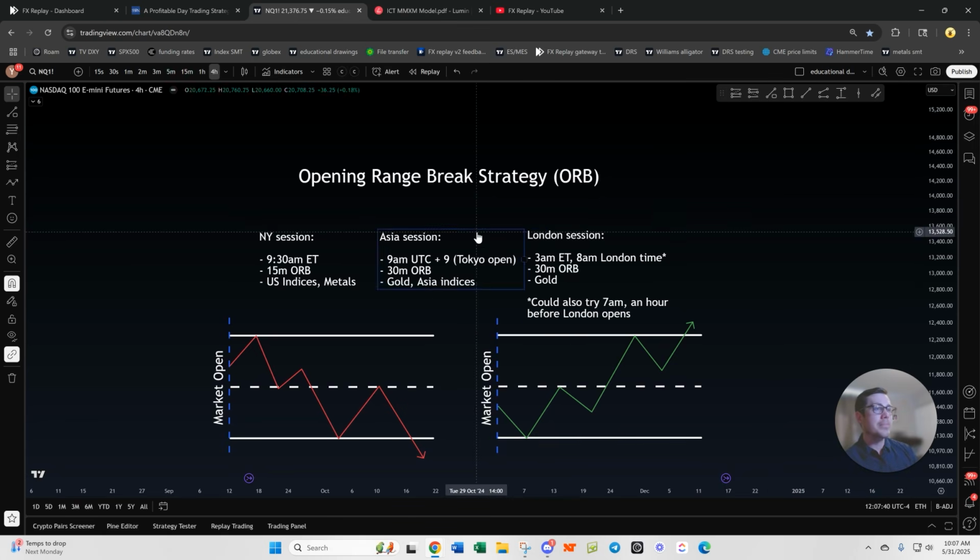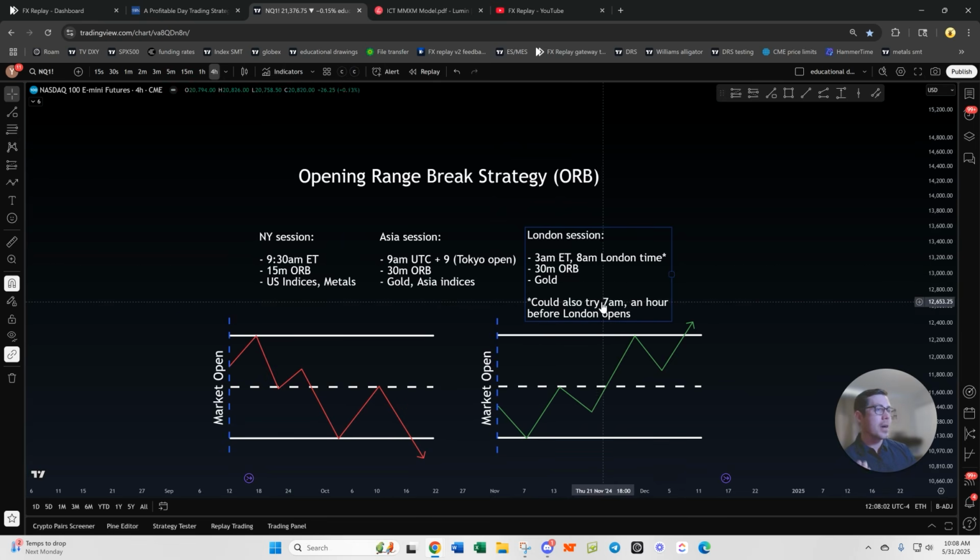And then London session, it's going to work best with gold. Like we showed just a couple videos ago, we did the ICT Venom model during London session, and gold has pretty good volume during that session. Indices are definitely a lot lower volume there, so I would not trade US indices during London session, but it works pretty well in gold.